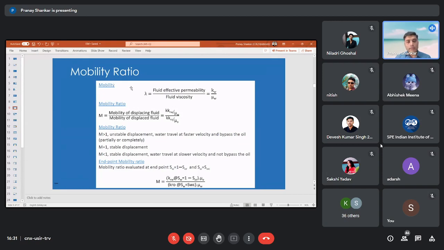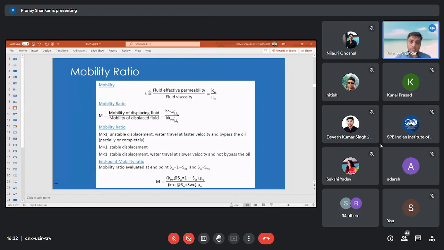And how do you define this mobility ratio? First, let us look at the definition of mobility. Mobility is nothing but the ratio of permeability over viscosity. So it could be the mobility of, like in this case, Kw by mu w, meaning the effective permeability to water divided by the viscosity of injected water. That is the mobility of water. If I replace w with o, it will be the mobility of oil.